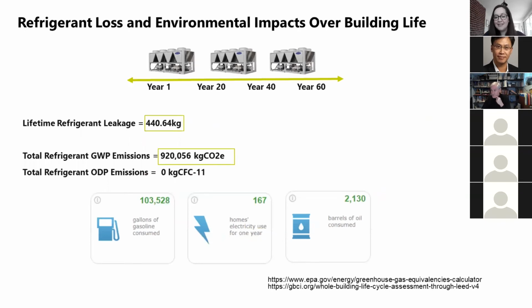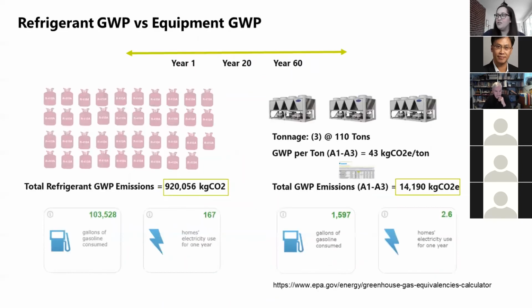Now let's multiply that and scale it up to the lifetime of that building. Let's say that you always had the same chiller, same tonnage, same refrigerant type. You're looking at 3 chillers throughout that building's life. Multiply that 146 kilograms by 3. You're looking at about 440 kilograms of loss throughout its life, almost 1 million kilograms of CO2 equivalent, which is over 100,000 gallons of gasoline, 167 homes' electricity use for a year, and over 2,000 barrels of oil in terms of its equivalent. You can see that that scales up very quickly just for the refrigerant.